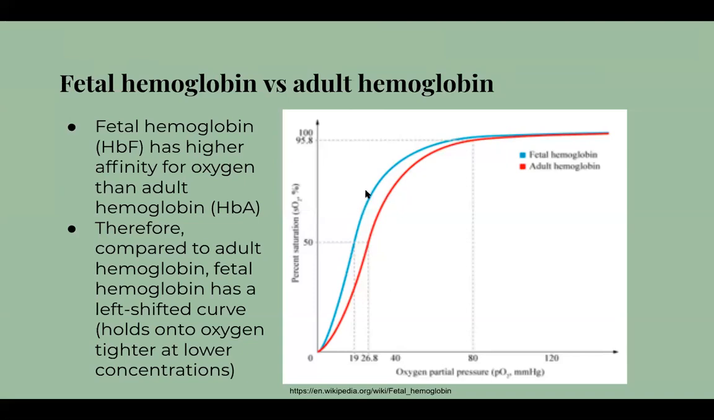Another way to think about left shift versus right shift curves is that a left shift means that under those conditions, hemoglobin will hold on to oxygen tighter, even at lower concentrations. And a rightward shift means that hemoglobin will let go of oxygen more easily. Any questions on this?